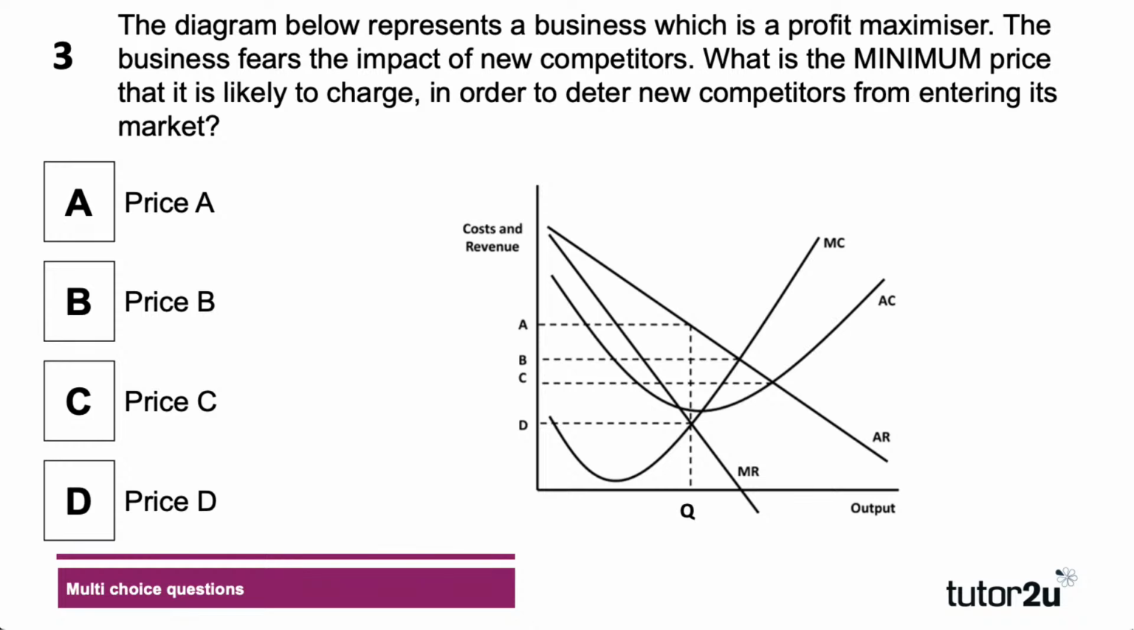Okay, now we've got a diagram question. Costs and revenue, so we've got a theory of the firm diagram. The diagram below represents a business which is a profit maximizer. The business fears the impact of new competitors. What is the minimum price they are likely to charge in order to deter new competitors from entering this market? So we're looking for deterring new competitors. Lots of answers flooding in as I'm talking.